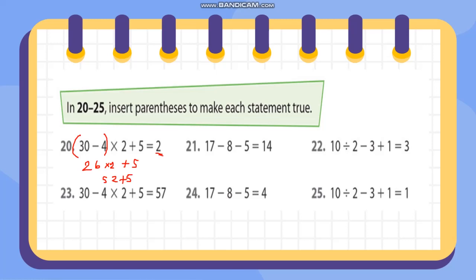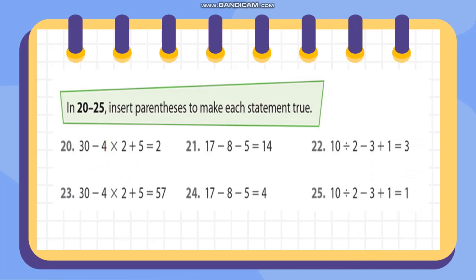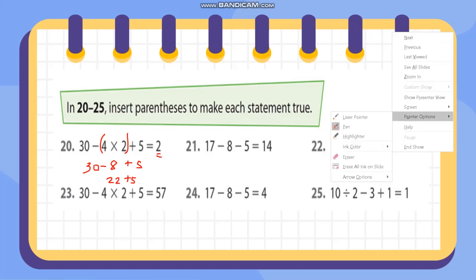So it means if you put the parentheses there, that is wrong. Okay? It's incorrect. What if I put parentheses here? Let's find out. Parentheses first, 4 multiplied by 2 is 8. Then 30 subtracted by 8 plus 5. So what is 30 minus 8? That is equivalent to 22. And 22 plus 5 is equivalent to 27, not 2. So if you put the parentheses there, that is also incorrect.